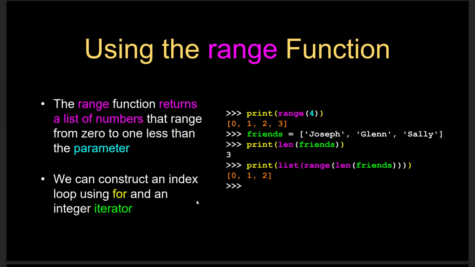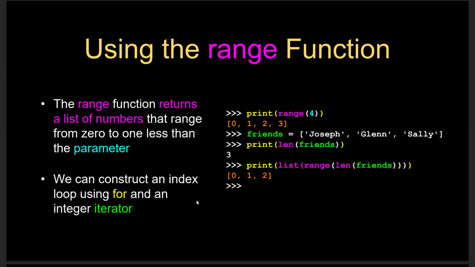So we can construct an index loop using a for integer iterator. If you want to construct an index loop, we use a for integer iterator. By using this for integer iterator, we are able to construct an index loop.